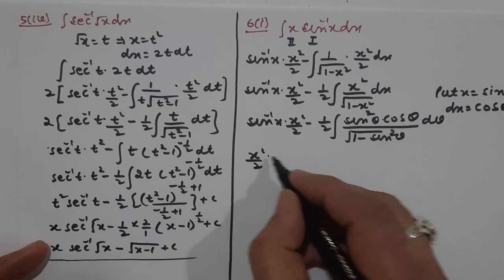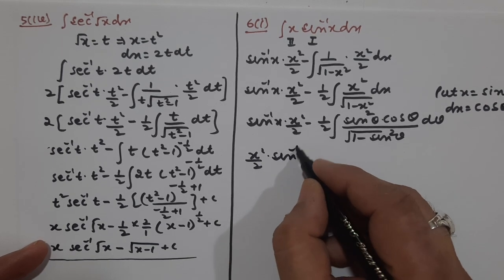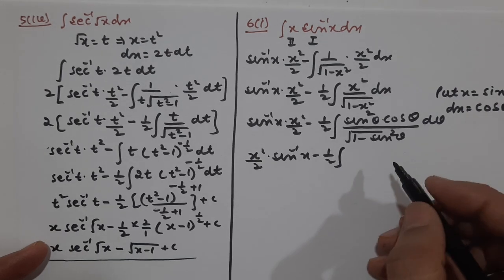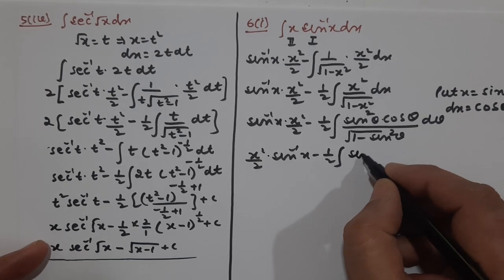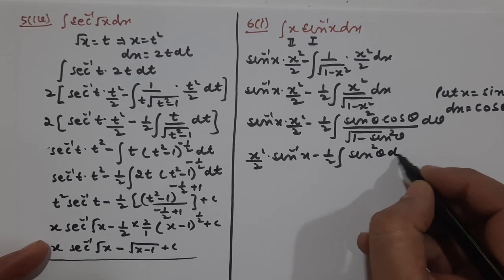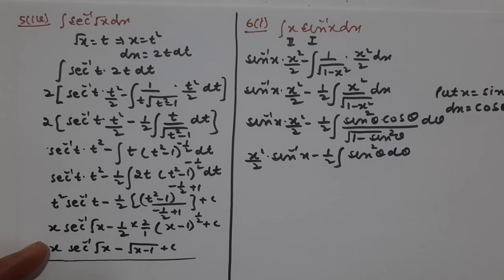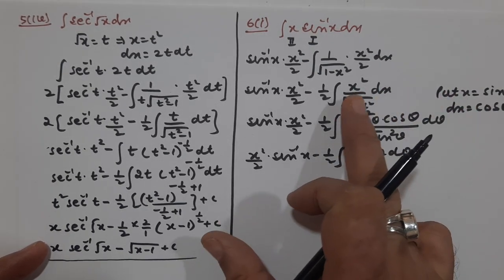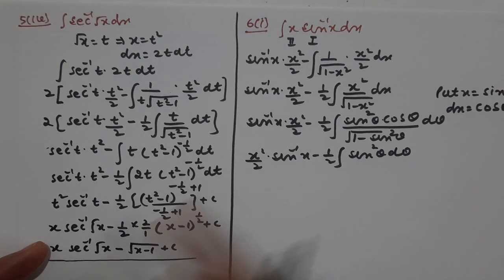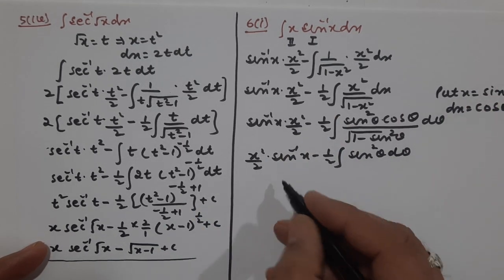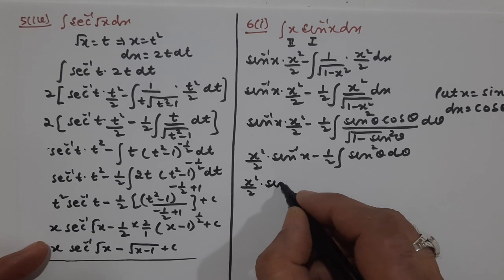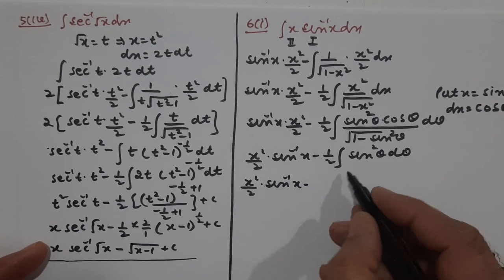X square upon 2 sine inverse x minus 1 upon 2. So what we get here? We get only sine square theta d theta. Students, keep this in your mind that whenever we have x square upon under root 1 minus x square, we have to put sine theta. जब हम चैप्टर करेंगे डिफरेंशियल इक्वेशंस तो उसमें भी ये जरूरत पड़ सकती है.